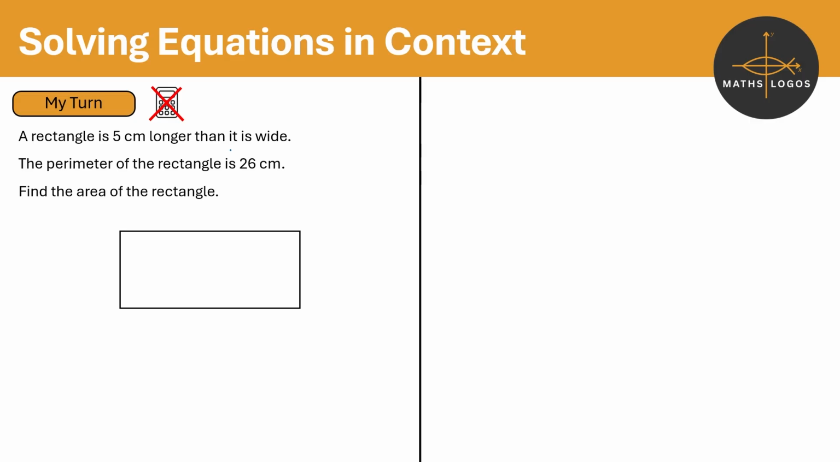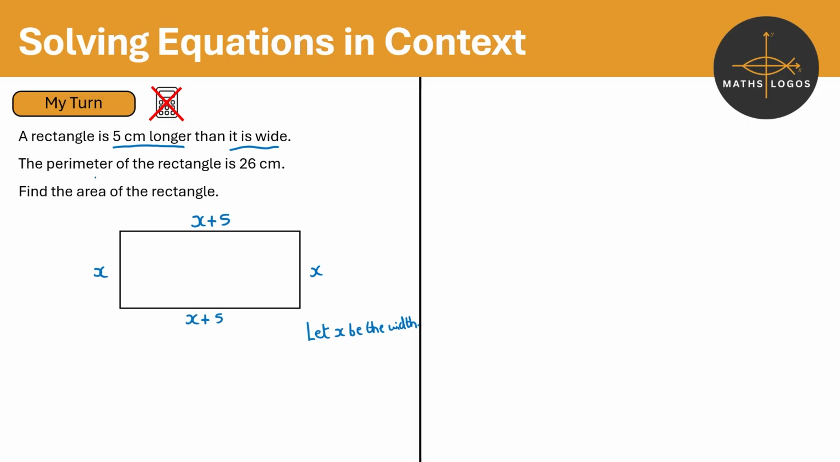I'm going to start by assigning a variable to my width. I'm going to say let x be the width. Give me a second to write that. So let x be the width. I can then draw that onto my diagram. So the width of my rectangle is x. Then I'll go back to my first line, see if I can get anything else. It says a rectangle is 5 centimeters longer than it is wide. So that means that the length is x add 5, like that.